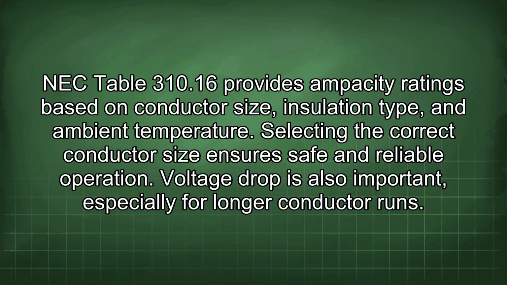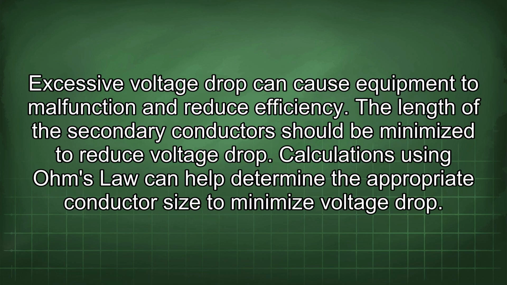Voltage drop is also important, especially for longer conductor runs. Excessive voltage drop can cause equipment to malfunction and reduce efficiency. The length of the secondary conductors should be minimized to reduce voltage drop. Calculations using Ohm's law can help determine the appropriate conductor size to minimize voltage drop.